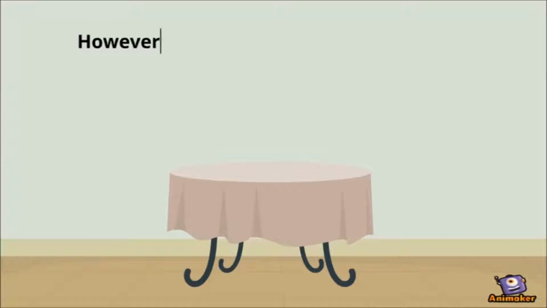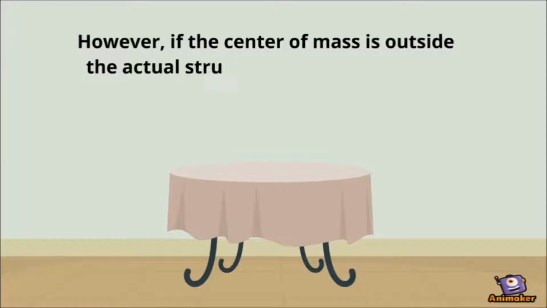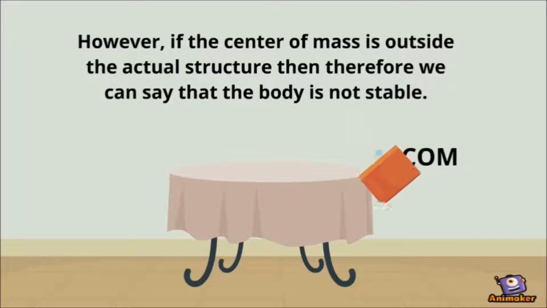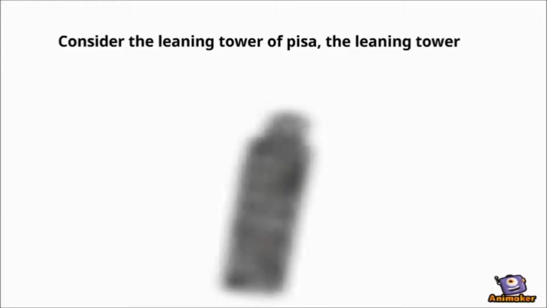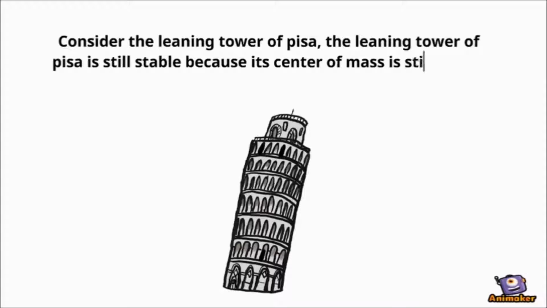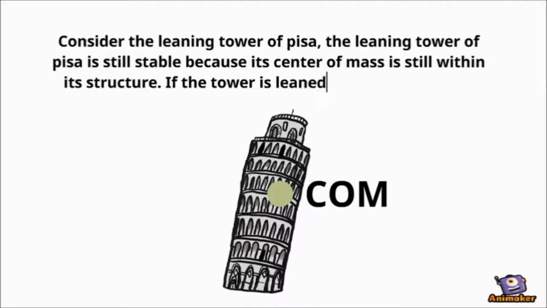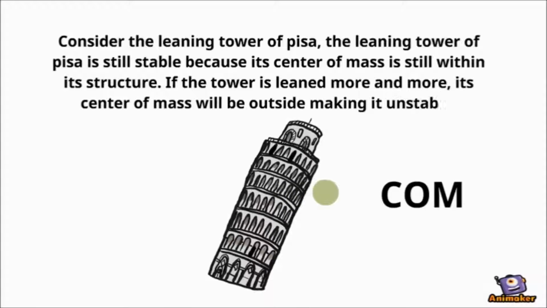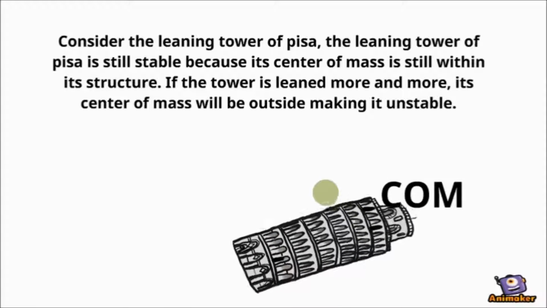No problem, Alice. However, if the center of mass is outside the actual structure, then we can say that the body is not stable. Thank you, George. Consider the Leaning Tower of Pisa. The Leaning Tower of Pisa is still stable because its center of mass is still within its structure. If the tower is leaned more and more, its center of mass will be outside, making it unstable.